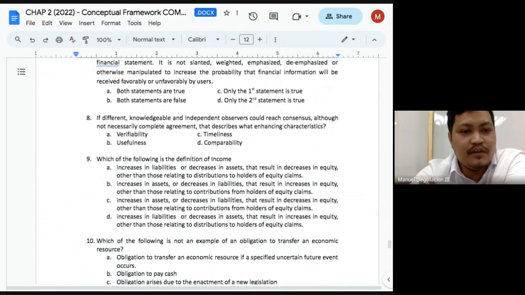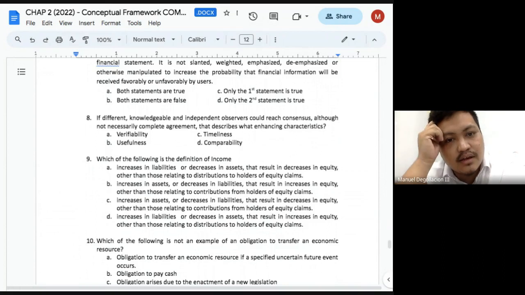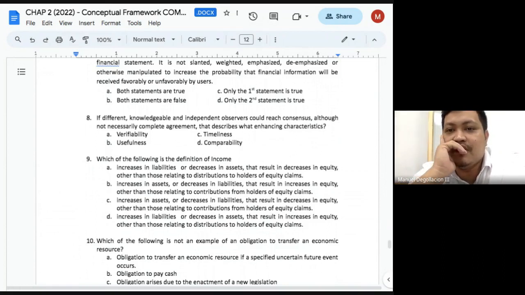Number 8, if different, knowledgeable, and independent observers could reach consensus, although not necessarily complete agreement, it describes what enhancing characteristic? That would be your verifiability. Number 8 would be one of the questions wherein you may be able to get it right even without having read the framework, because this is our commonly accepted understanding of what verifiability is.